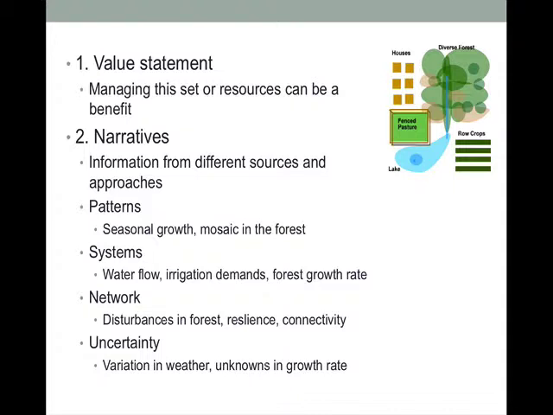And finally, the connectivity. In this, we see connectivity between maybe the homes and the lake with sewage, the forest into the lake with runoff, the pasture, maybe some of those livestock are let run in the forest. There's all sorts of connectivity we could imagine here, and this would be useful to describe. And finally, the uncertainty. What's the variation in the weather? What are the unknowns in the growth rate? All of these things, looking at what's the uncertainty in this situation, would help us understand the overall project.